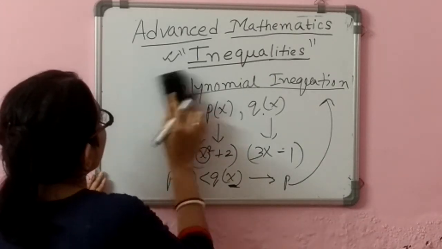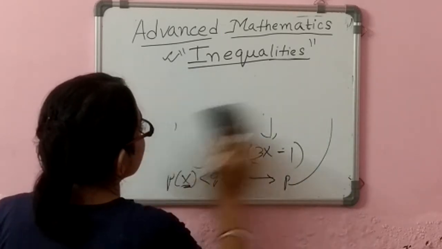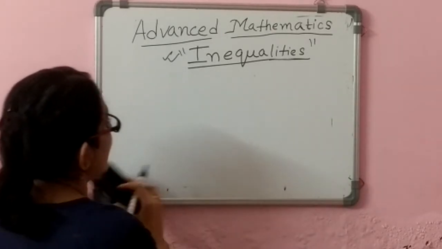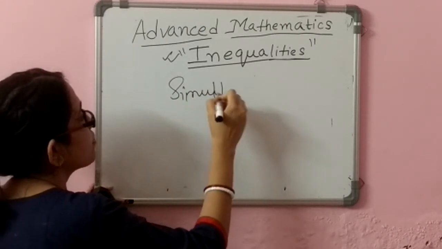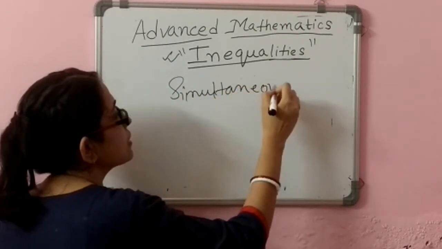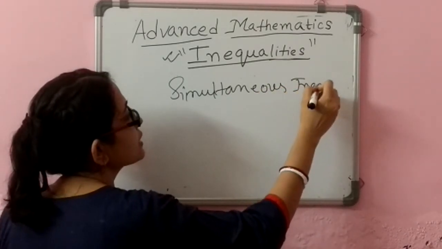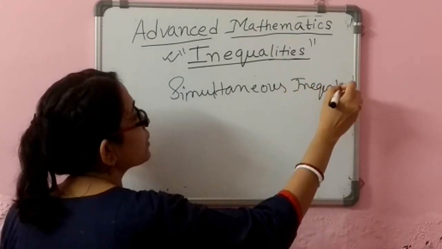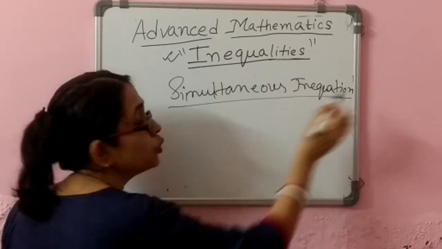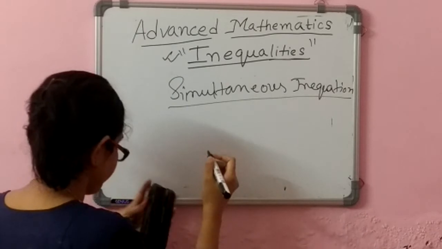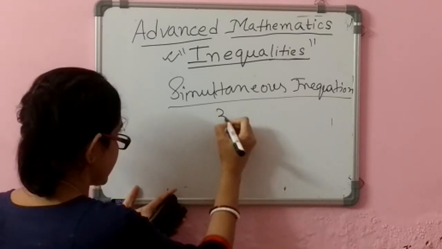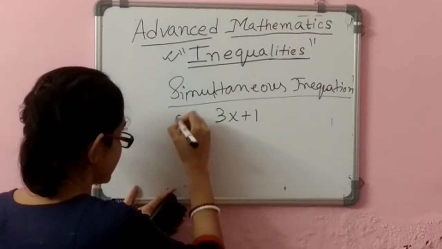So let us take an example of simultaneous inequation. Simultaneous means there will be given two inequality equations. For example, let us take 3x plus 1. This is an example.